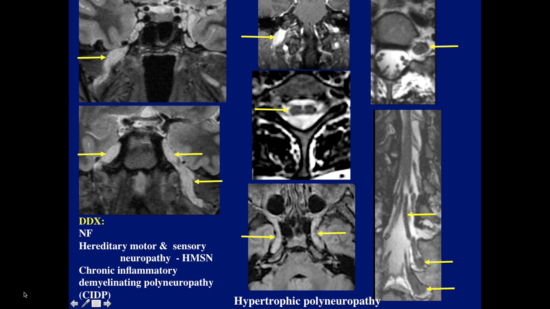And the differential when we see this is usually NF, or you may have hereditary motor and sensory neuropathy, which is called HMSN, or chronic inflammatory demyelinating polyneuropathy. This patient had no symptoms. This whole study was done because the patient had what they were worried about, central adrenal deficiency, and the patient came for a pituitary study. And all these findings in the brain were found, and then the patient had a spine study. But patient was not followed, so we don't know what the true diagnosis is. But at the time, patient had no symptoms, so it was just read out as hypertrophic polyneuropathy.